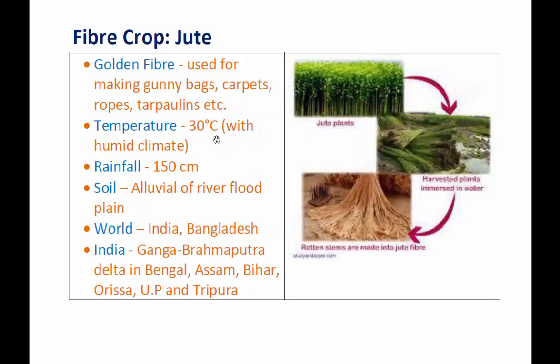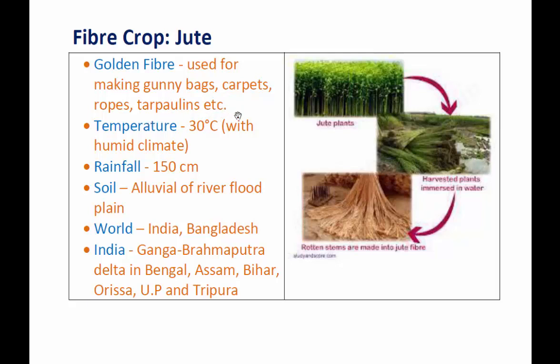Next, the fiber crop jute, which in Manipuri we call bora thauri. They are also known as the golden fiber. I'm sure you know the meaning of fiber. Fiber means rope or thread, which is used for making gunny bags, bora thauri, bora khau. It is also used for carpets, ropes, tarpaulin, etc.